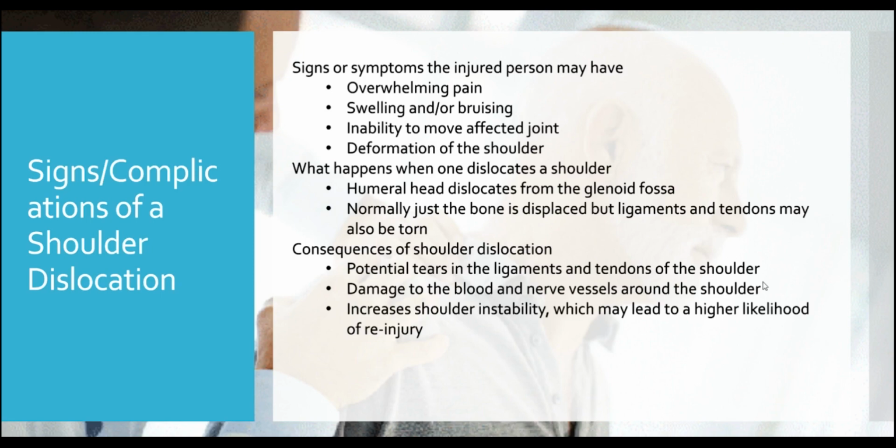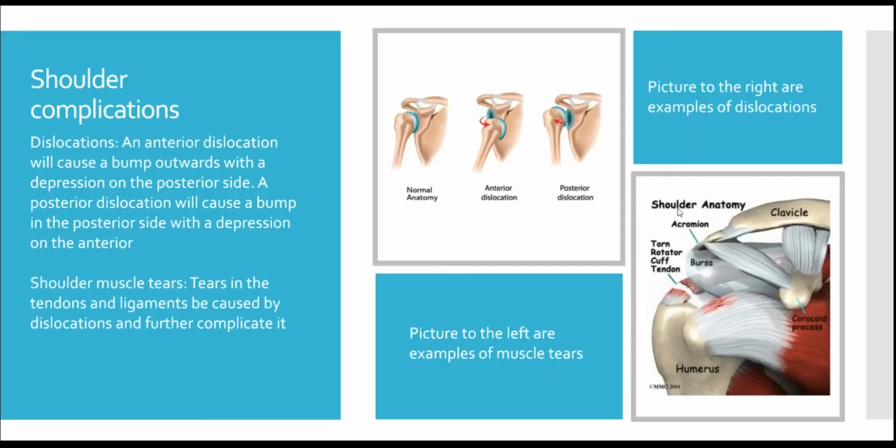The consequences of a shoulder dislocation are the potential tears in the ligaments and tendons of the shoulder, damage to the blood vessels and nerves around the shoulder, and the increase of shoulder instability. Alright, these are some pictures of what I was just talking about. The first picture showing some dislocations, and the second showing some muscle tears.